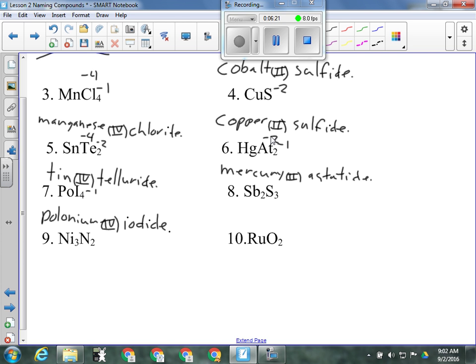Okay, and then number 8, we have antimony and sulfur. Antimony is a weird one. It's a metalloid, actually, and it can be a 3 or a 5. It can actually be plus or -3. It's really weird. So we look at sulfur. Sulfur is always a -2. Well, -2 times 3 is -6, so I've got 6 negative charges there. I've got to get 6 positives out of 2 antimony. So +6 divided by 2 is +3. So this is antimony(III) sulfide.